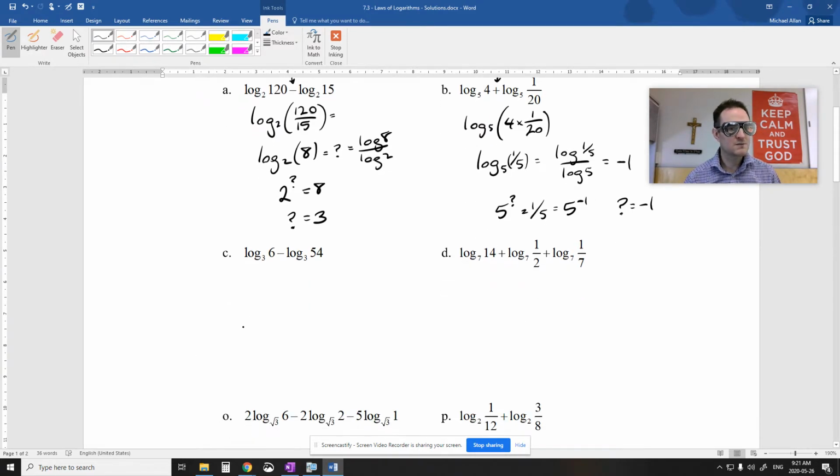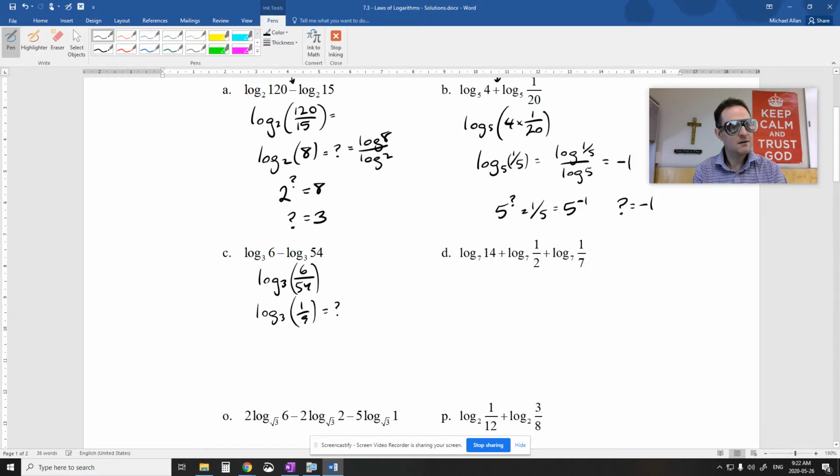Forget about your exponent rules. This one here, I'm going to divide. So I'm going to take 6 divided by 54 and simplify that down. What's 6 divided by 54? Math, enter. 1 over 9.